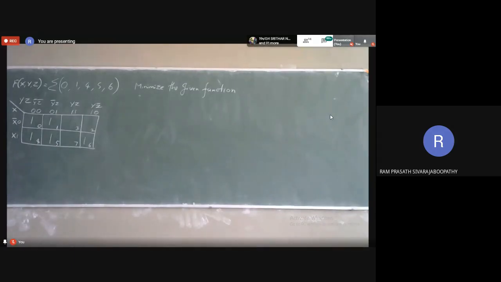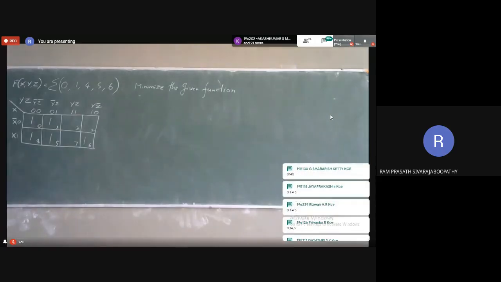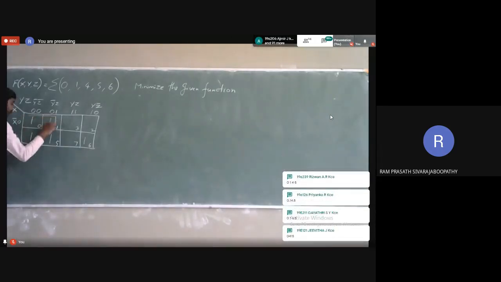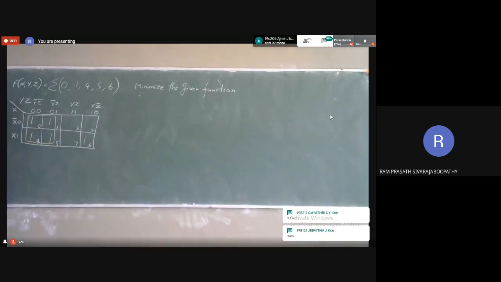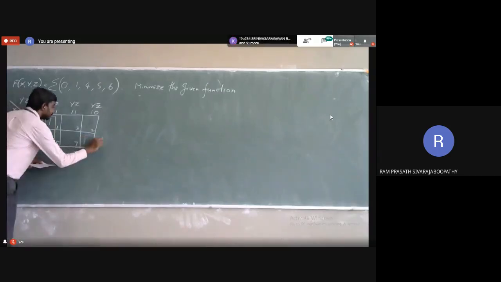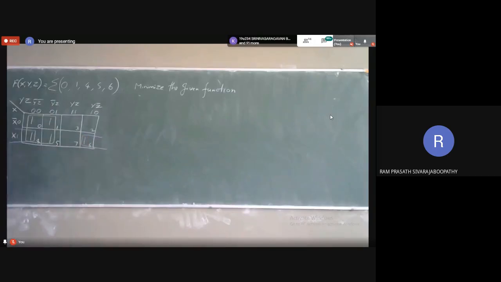What are the cells we can group? Yes, 0, 1, 4, 5. This is one group. What about the other group? 6 and 4. Very good. 6 and 4. Kindly type the expression.